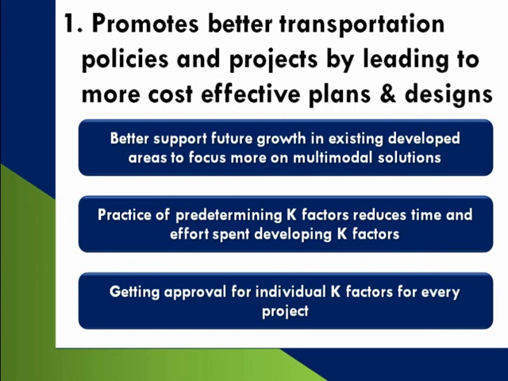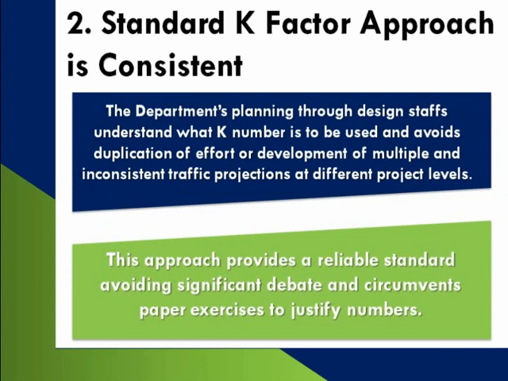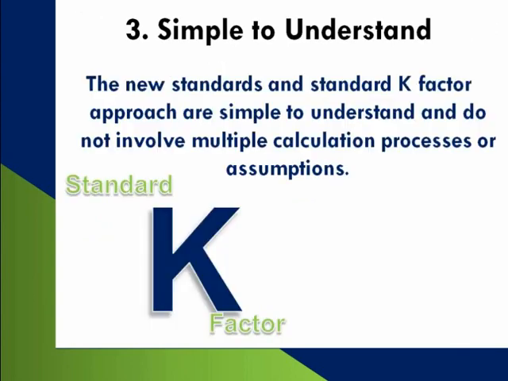Sometimes on major facilities it could take up to 6 to 9 months getting Federal Highway and the state to agree. We could use that time for other purposes. It's consistent from planning through design. In the urbanized areas, it'll be 9%. Whether anybody goes to planning or design or project development, the number's fixed. It's simple to understand. There's not a lot of calculations.